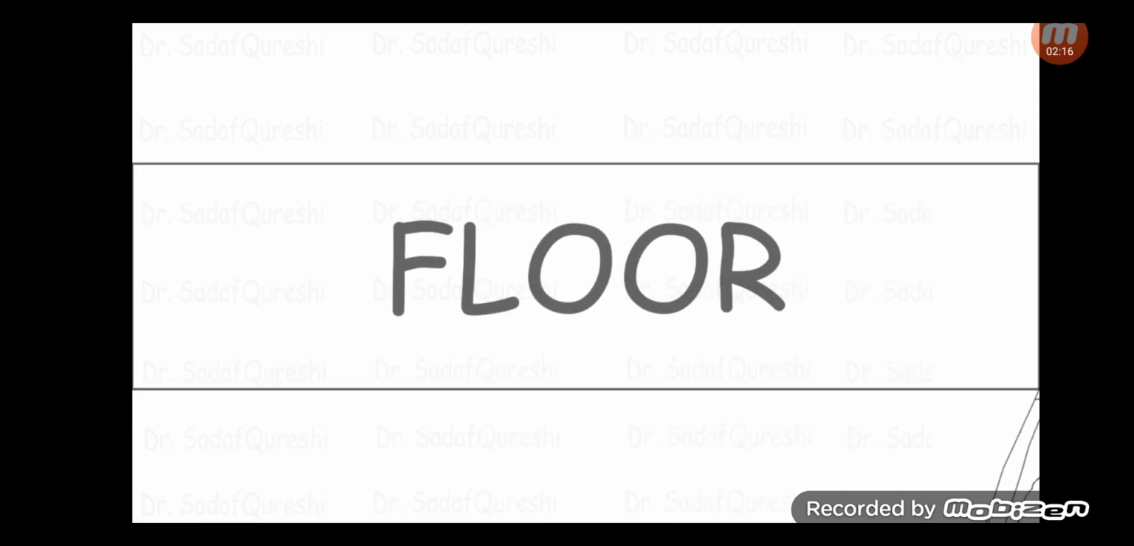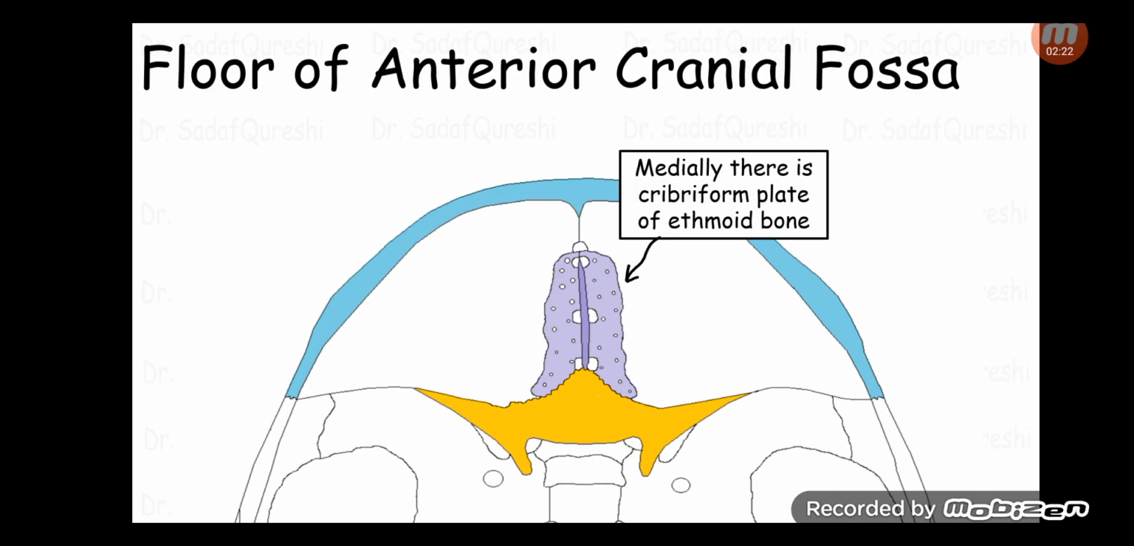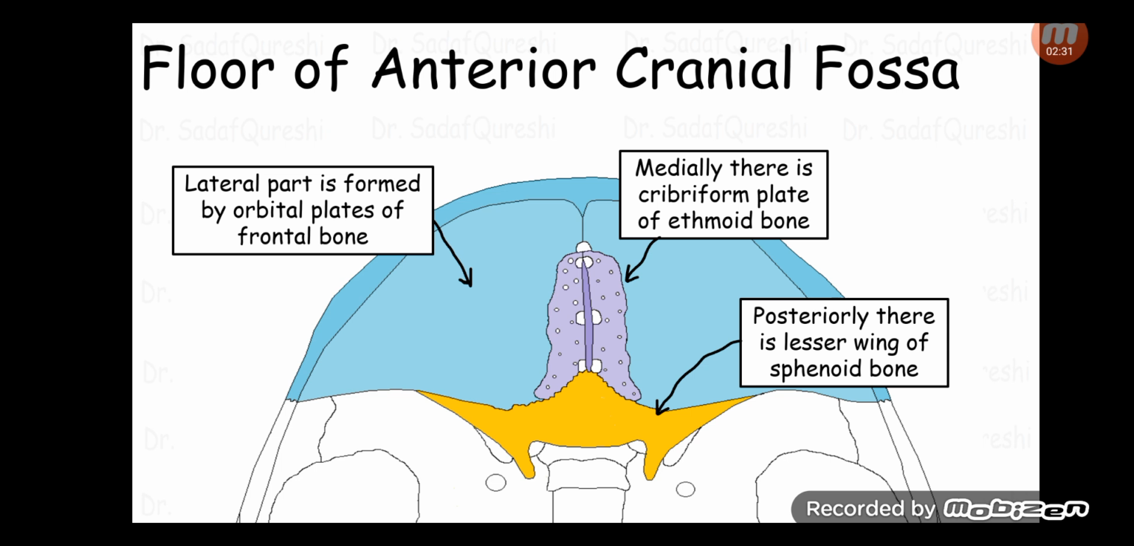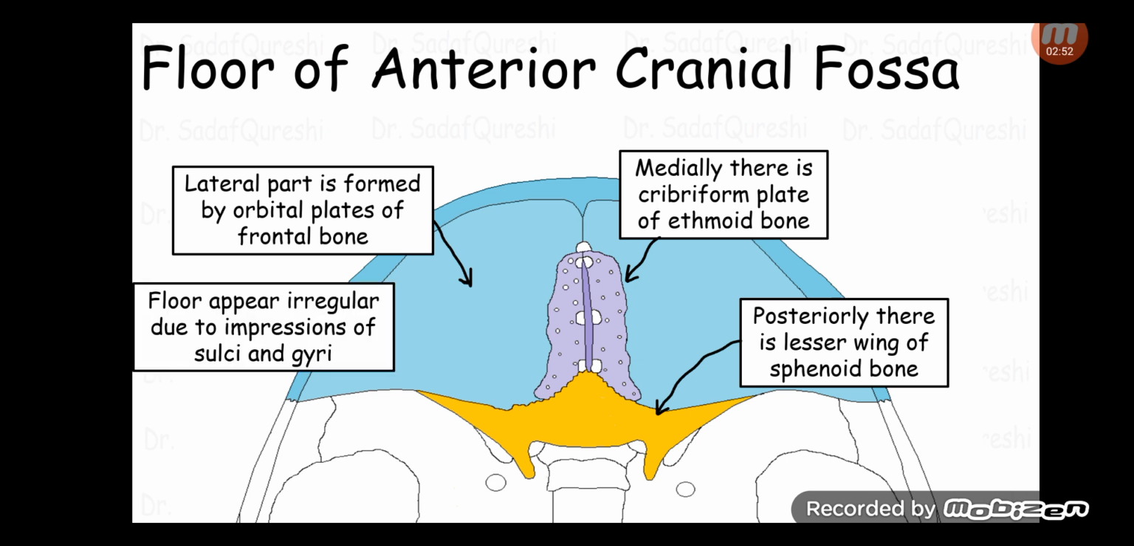Moving forward, we will talk about the floor of anterior cranial fossa. The floor is formed medially by the cribriform plate of ethmoid bone, posteriorly by the lesser wing of sphenoid bone, and laterally by the orbital plates of frontal bone. These orbital plates of frontal bone make the major portion of the floor of anterior cranial fossa. They are called orbital plates of frontal bone because below them there is the orbital cavity. The floor of anterior cranial fossa appears irregular due to impressions of sulci and gyri of the frontal lobe of the brain.